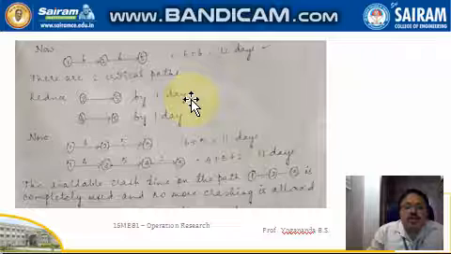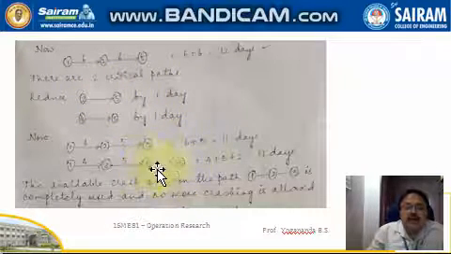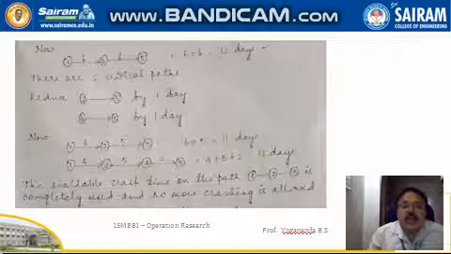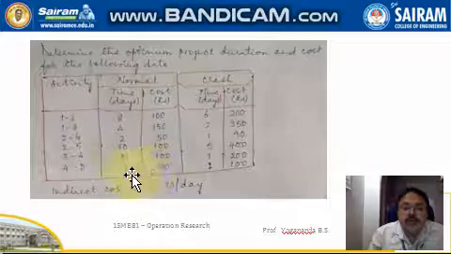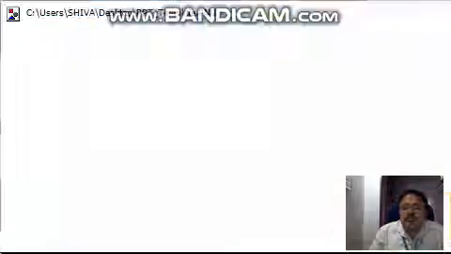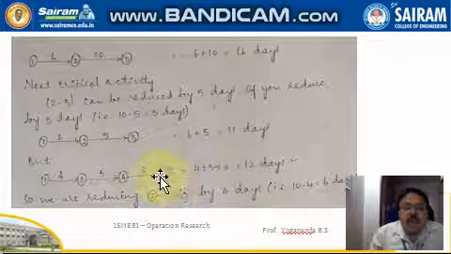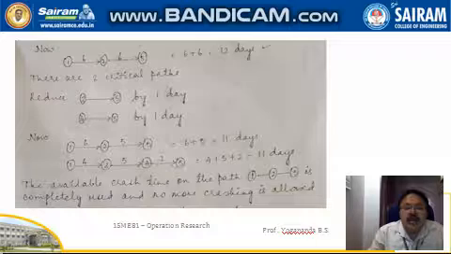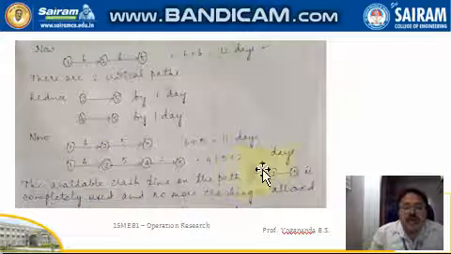Here I have reduced this particular activity by 1 day, and here this particular activity is also reduced by 1 day. If you take the activity 4 to 5, you can reduce this particular activity by 3 minus 1, so that is 2 days. But if you reduce that particular activity 4 to 5 by 2 days, it becomes 3 minus 2, so that it becomes finally 1. So if you take the sum here, it becomes 4 plus 5 plus 1, it becomes 10 days.